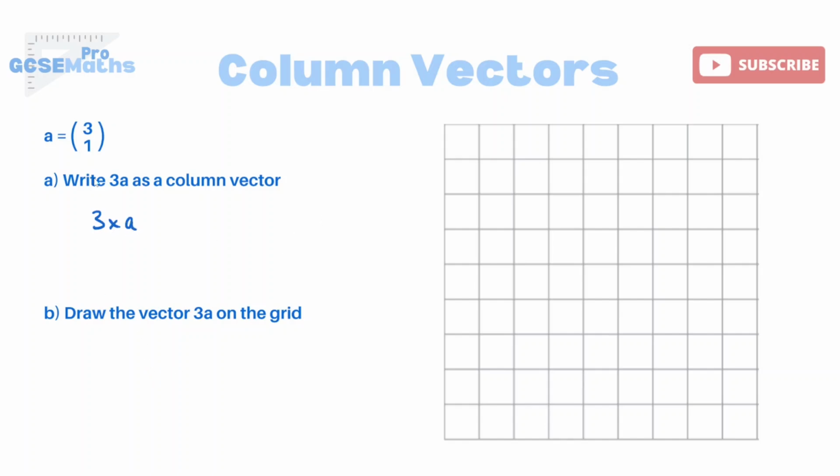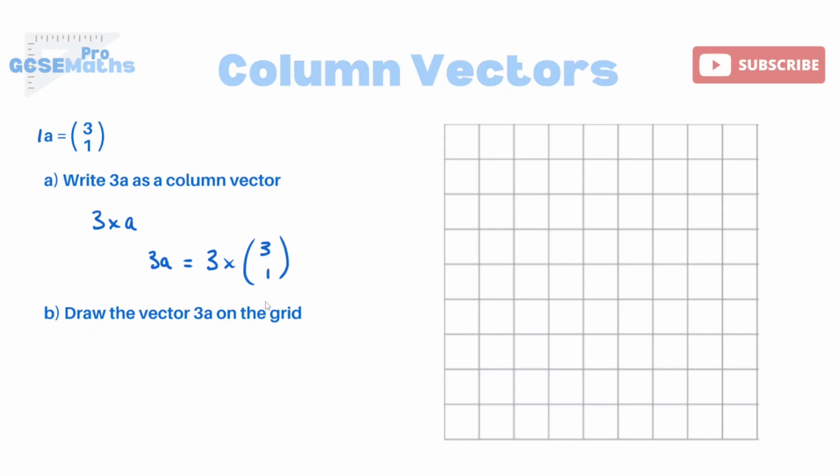So literally all that's saying is, if this is A, that's like 1A, isn't it? I just want 3 of those. So it's like a scale, isn't it? I want it 3 times as big. So to write it as a column vector, literally all I need to do for 3A is multiply both numbers, the top and the bottom, by 3.